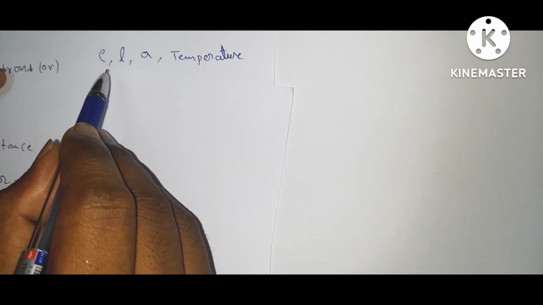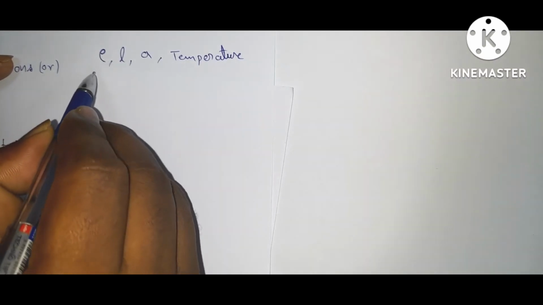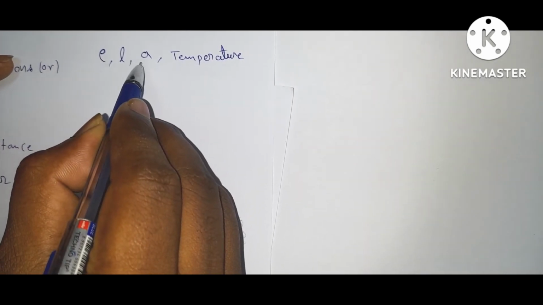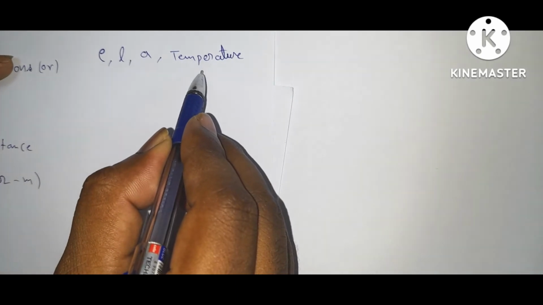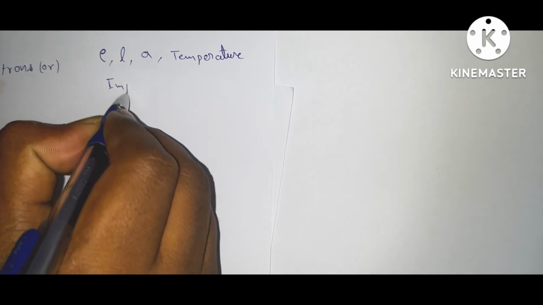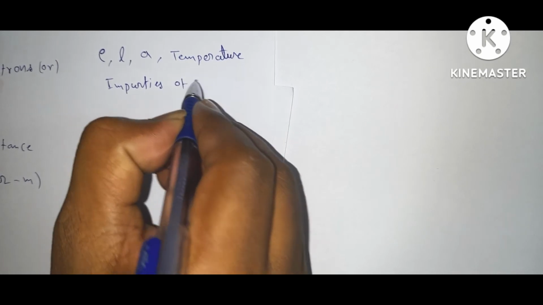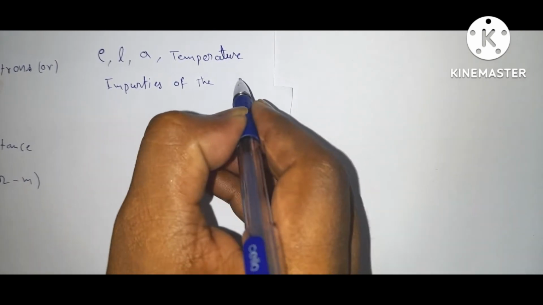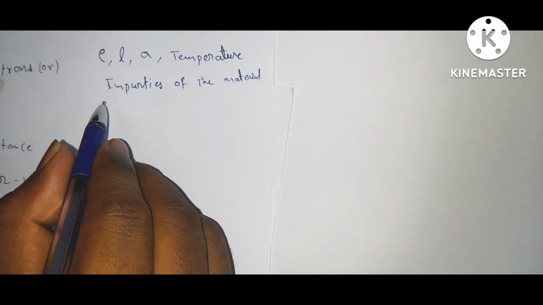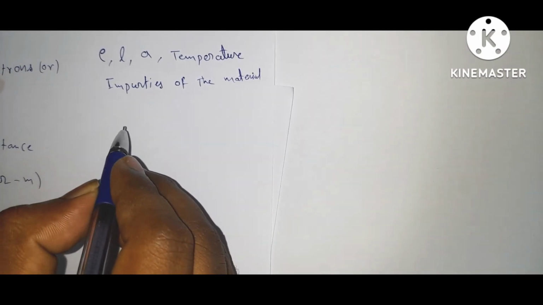Resistance of any material depends on resistivity, that is the nature of the material or specific resistance of the material, length of the material, cross section area of the material, temperature of the material, and one more thing, that is impurities of the material. Resistance depends on impurities present in the material, but not on voltage and current.